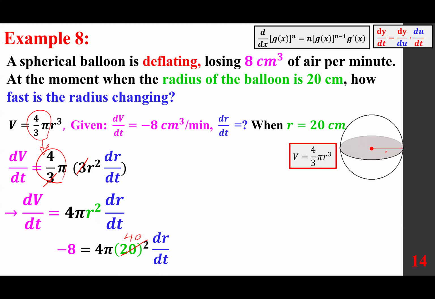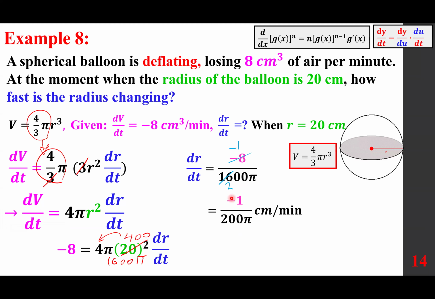20 squared is 400, times 4 is 1600. So we have 1600 pi dr dt. We're going to divide by 1600 pi. Minus 8 and 16 cancel each other. This becomes minus 1. This becomes 2. So it becomes precisely negative 1 over 200 pi units of the radius, centimeters, per units of time, minutes. Therefore, precisely negative 1 over 200 pi centimeters per minute.